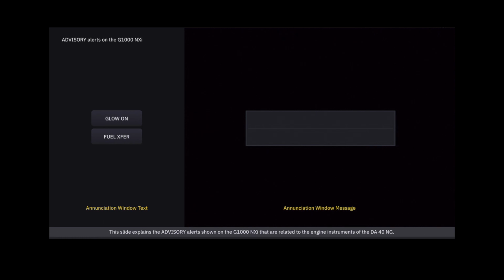This slide explains the advisory alerts shown on the G1000 NXI that are related to the engine instruments of the DA40 NG. The advisory alerts are displayed on the annunciation window and are white in color. No audio alert is issued for advisory messages. Click on the alert to read the meaning and cause of the message.